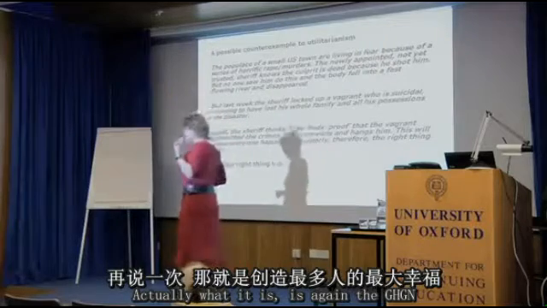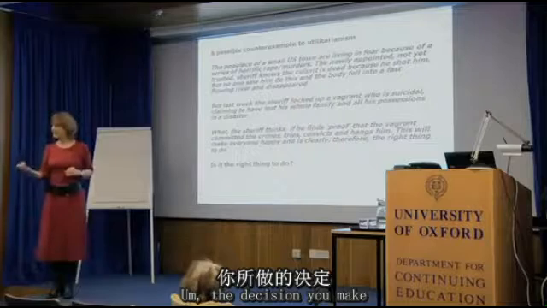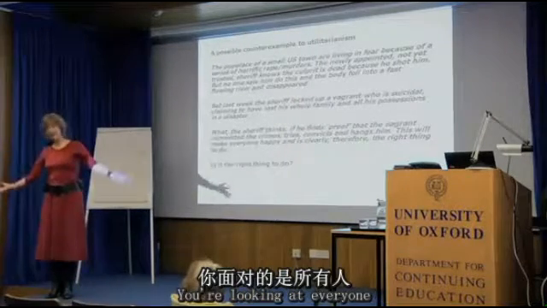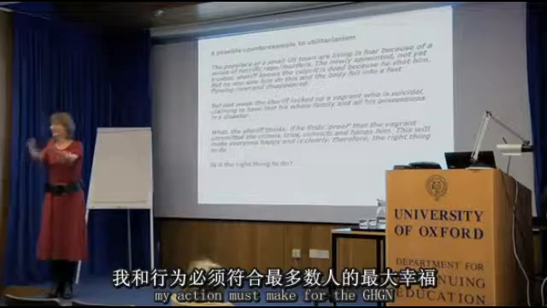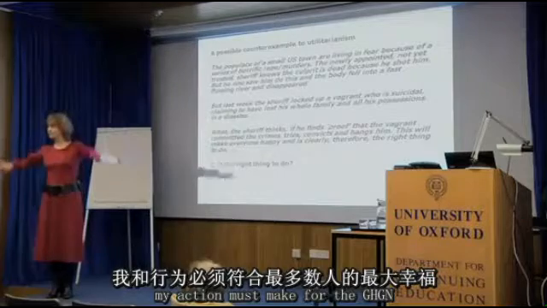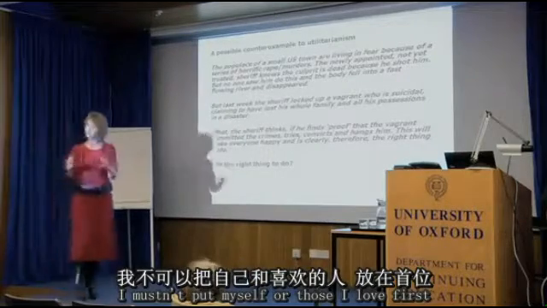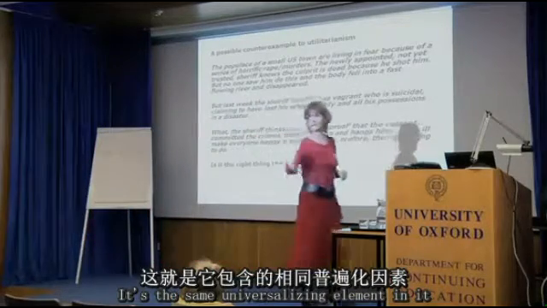Actually, what it is again, the greatest happiness to the greatest number. The decision you make is supposed to be impartial, isn't it? You're looking at everyone and you're saying, my action must make for the greatest happiness to the greatest number. I mustn't consider myself. I mustn't put myself or those I love first. So there's the same universalizing element in it.